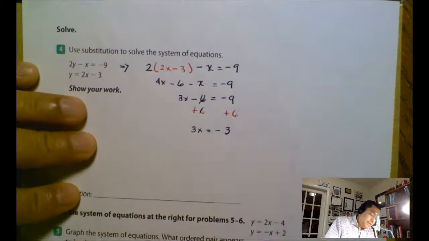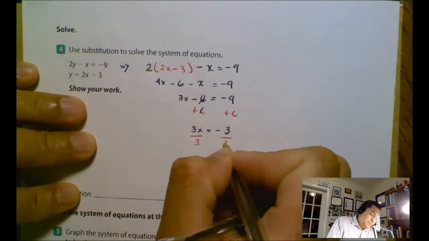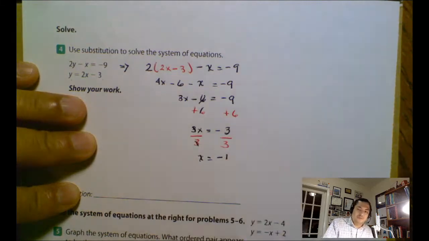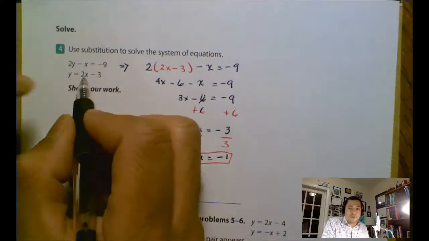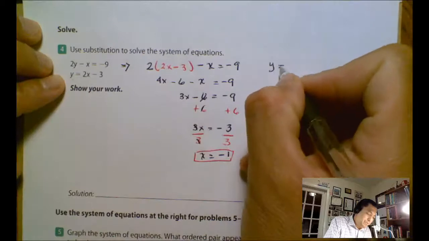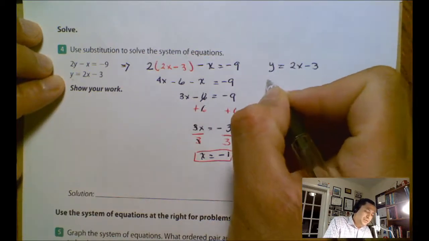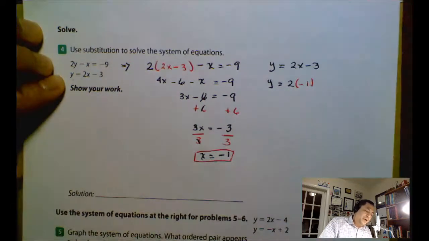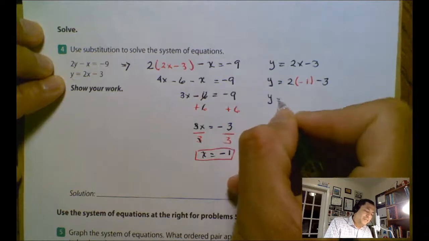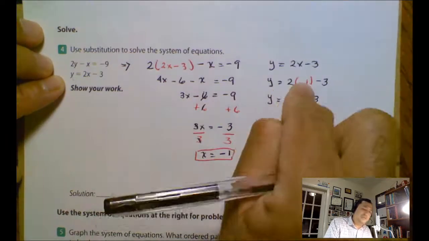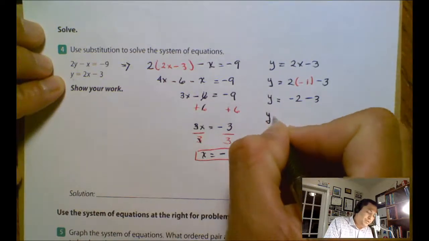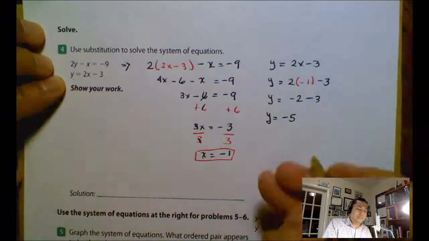Now in this case, divide by 3. So I have x equals negative 1. That's the first value that we get. x equals negative 1. Then use the second equation because it's already solved for y. So I have y equals 2x minus 3. So y is equal to 2 times negative 1, that's the value of x, minus 3. So y is equal to negative 2 minus 3. See, 2 times negative 1 is equal to negative 2. Negative 2 minus 3 is equal to negative 5. It's the addition of two negative numbers.